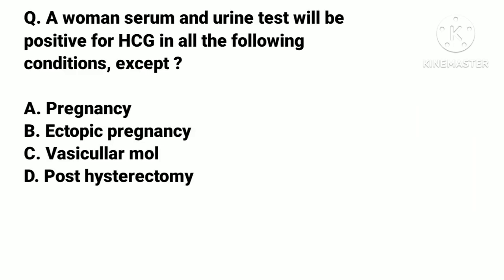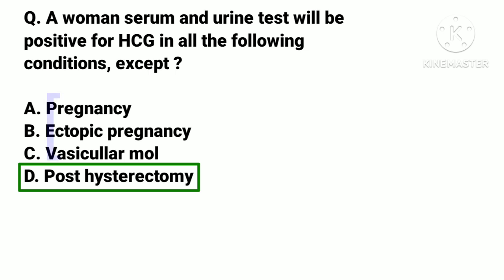A woman's serum and urine test will be positive for HCG in all the following conditions except: A. Pregnancy, B. Ectopic pregnancy, C. Vesicular mole, D. Post-hysterectomy. And the correct answer is D. Post-hysterectomy.